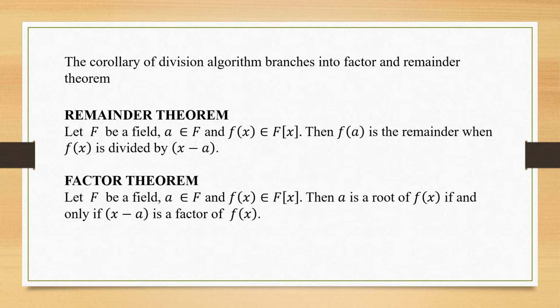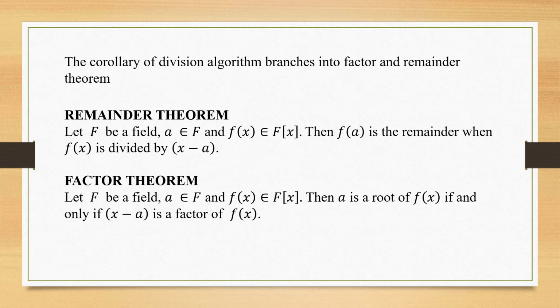So now I'm just going to state these two theorems, the remainder theorem and the factor theorem. Let F be a field and a belongs to F, and f(x) belongs to the collection F[x]. So you know what a field is? It should be a commutative ring. First, it should be a set under two binary operations, and it should satisfy the abelian properties and also the distributive properties. So let F be a field and a belongs to F, f(x) belongs to F[x], then f(a) is the remainder when f(x) is divided by x minus a.